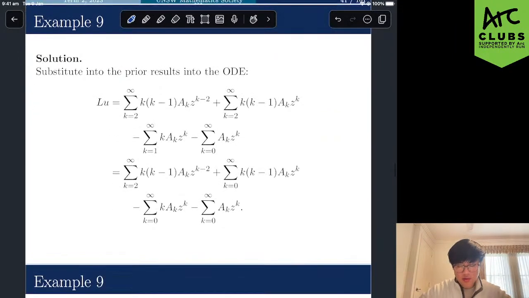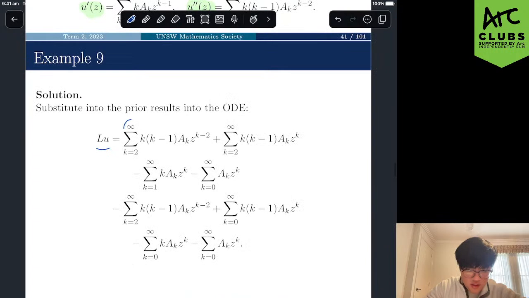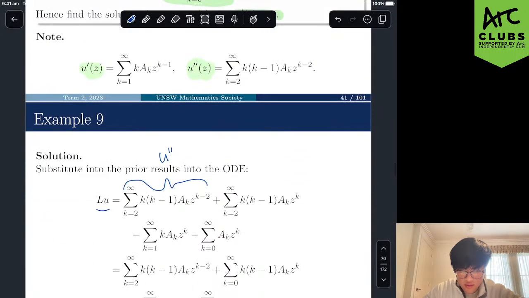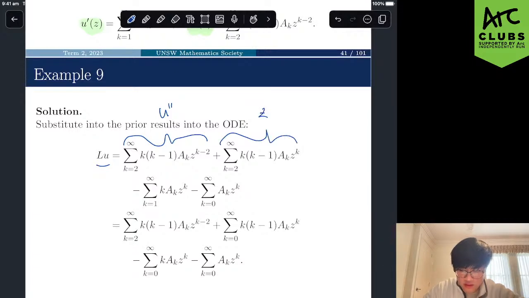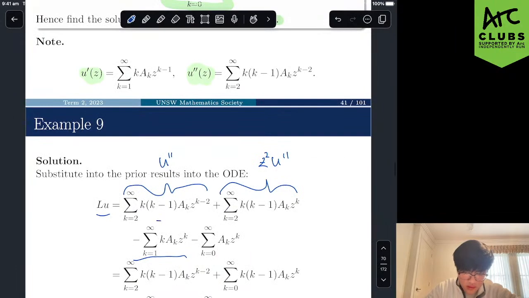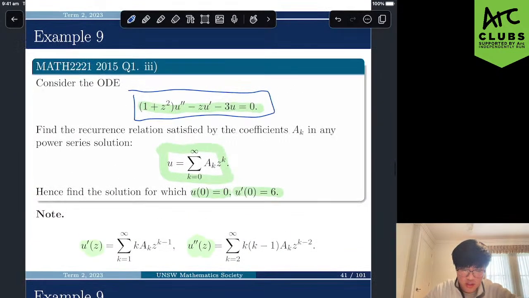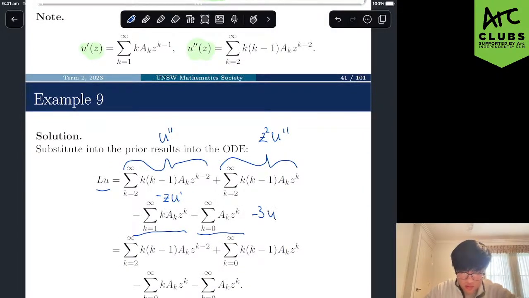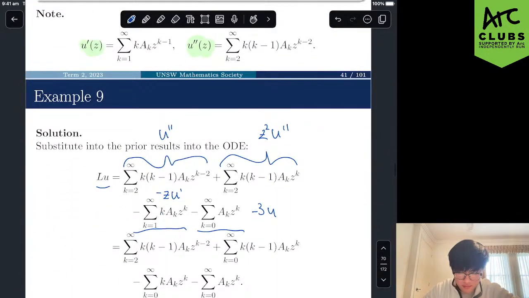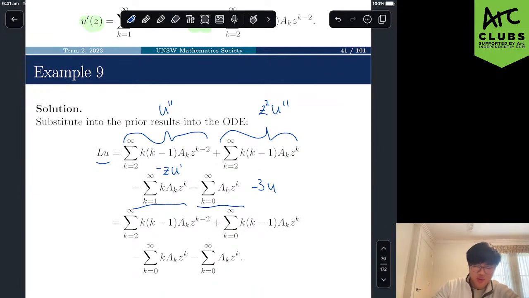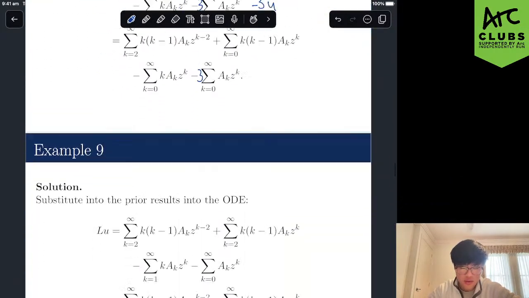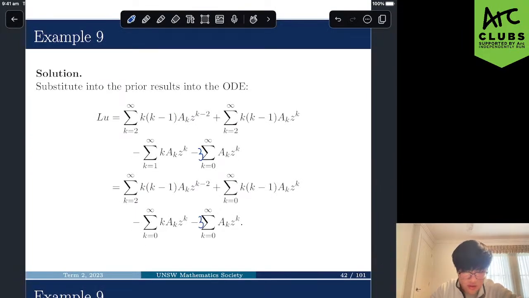So that's what we do here. So L of U is equal to this here, which is U double dash. This here would be Z U double dash, Z squared U double dash. This here will be minus Z U dash, and this here was just minus 3U. Alright, just looking at the working out, I think we're missing a 3 here, and that will carry on to a 3 here as well. So continuing on, we carry on the 3 that we were missing.